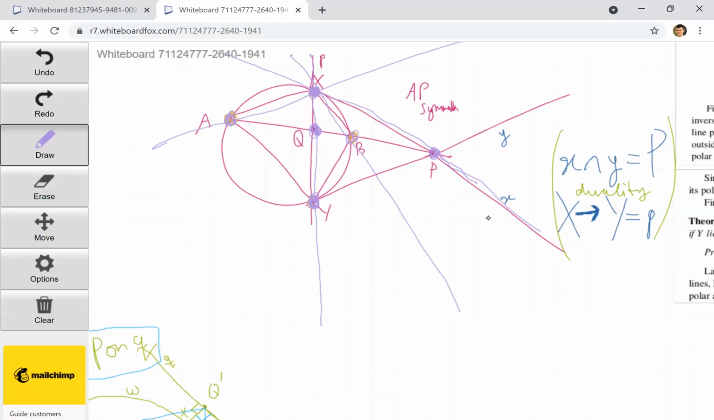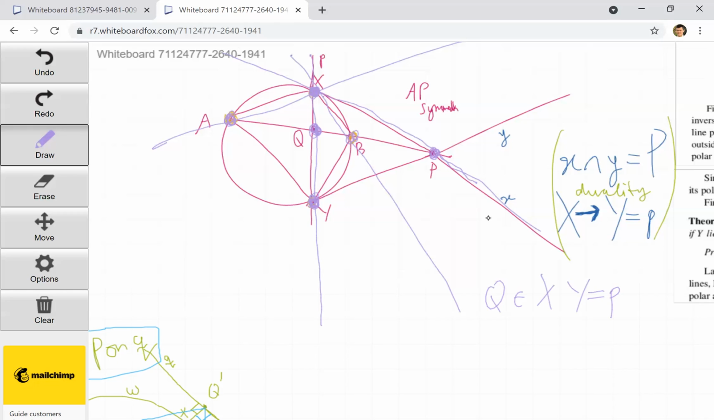Okay, so what we have now is that Q lies on the line joining X and Y, yeah? The question is, do we know that that's the polar of P? Yes, by duality, right? A point lies on the polar if and only if X lies on the polar. Yeah, I guess the question is, have we proved that duality?